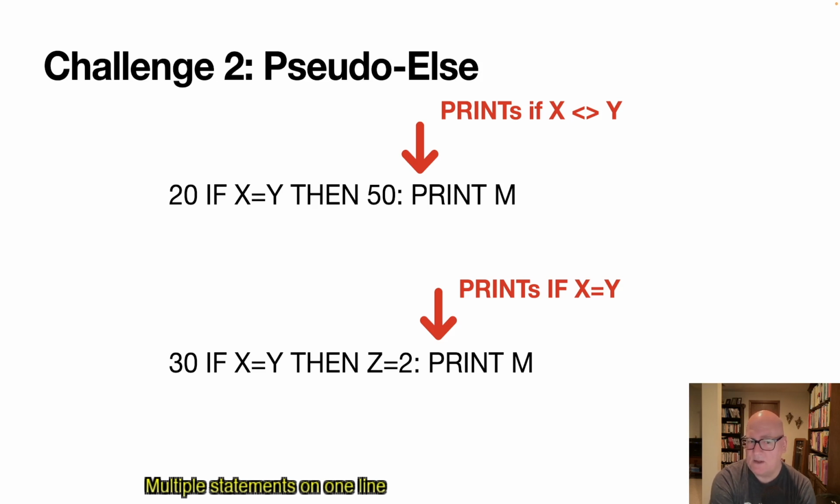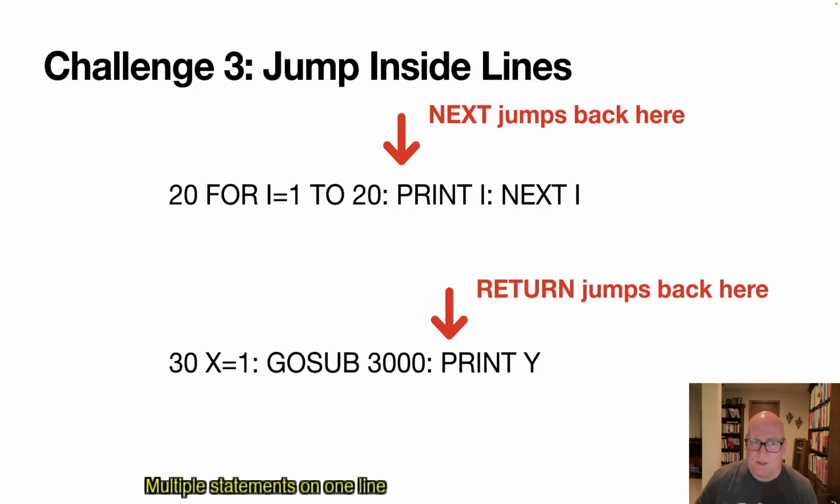But then you have the contrast, the one on the bottom. If x equals y, then z equals 2 and print m. That happens only if x equals y. So it's not ambiguous, but you have to be a little bit watchful because you can end up with some situations with elses and some without, but you never have the word else to help you. All right, and I don't know if you're surprised, but there's a third challenge.